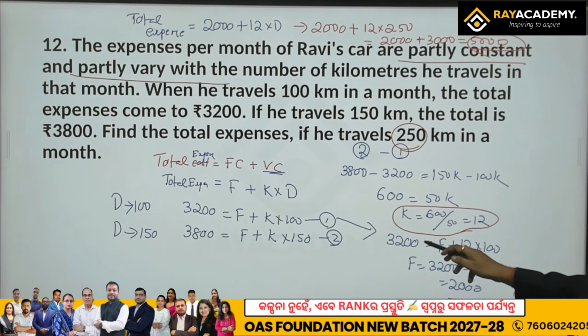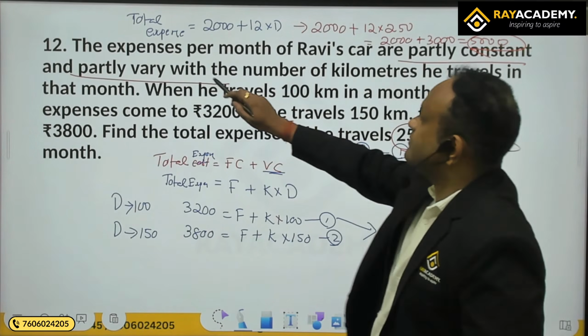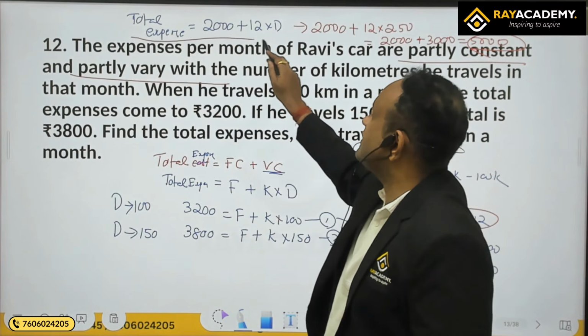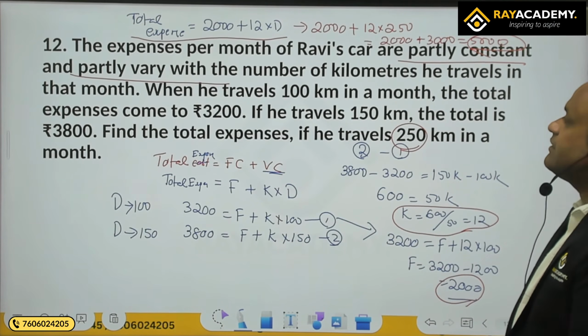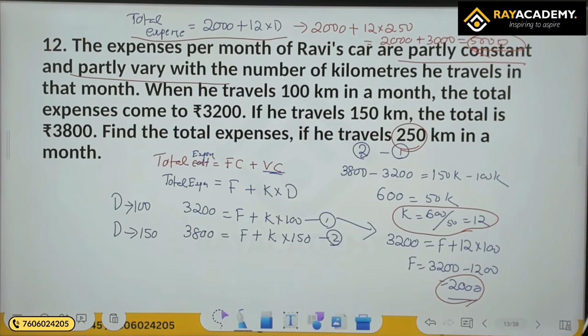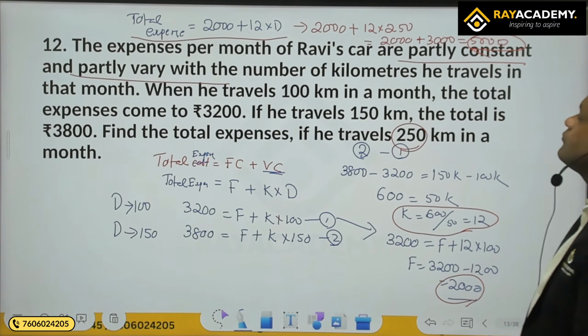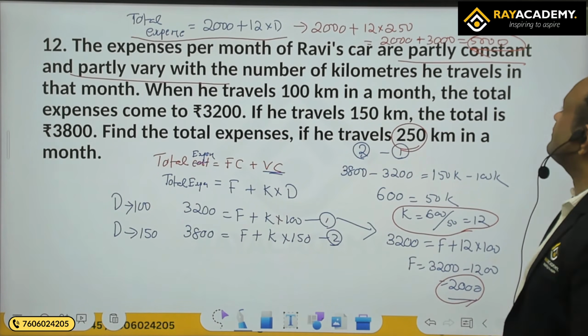Then in either equation 1 or equation 2 you can put the value of K so that you can get the value of F. After getting the values of F and K, your equation is in place. So total expense is 2000 plus 12 into D. D is the distance traveled. Then the question asks: find the total expenses if he travels 250 km. So D is 250, and 2000 plus 12 into 250 gives 5000.